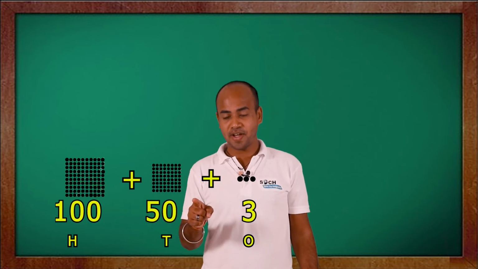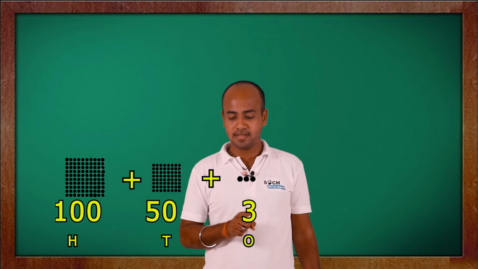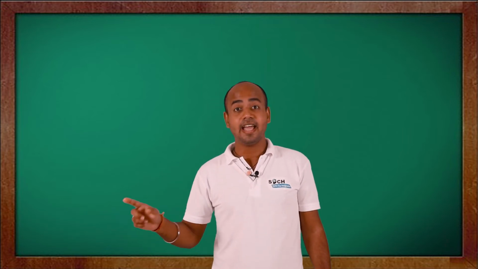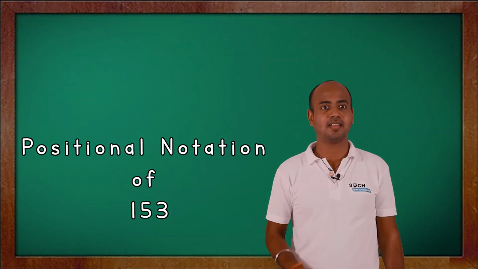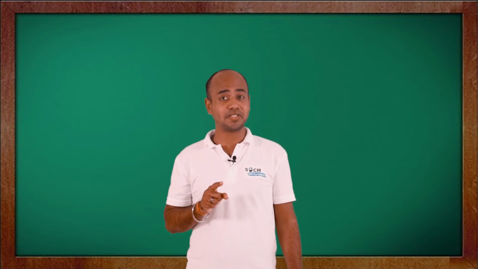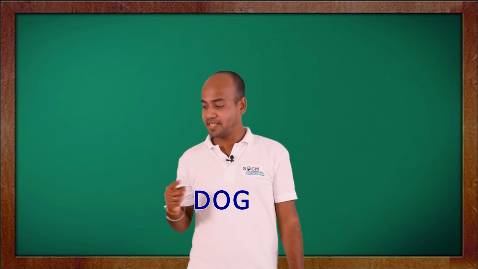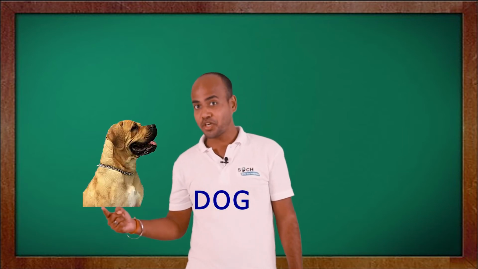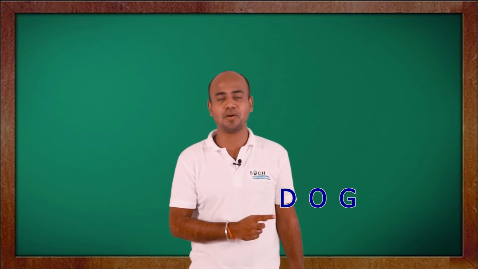How many tens? 5 tens. And how many ones? 3 ones. This ones, tens, 100 is known as the positional notation of 153. This 153 resembles the words in English. If I write dog, this is a word and the idea we get is of picture of dog, and this D-O-G are letters in dog.